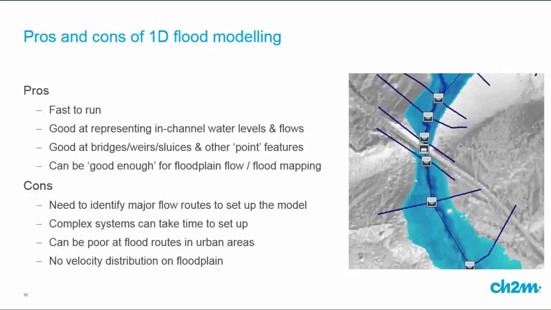You've got to try and predefine those routes before you set up the model, and it can take time to do that. And in particularly complicated areas, in urban areas, around roads and around buildings and things, it can produce a very poor representation of those flow routes. Also, there's no velocity distribution on the floodplain, so if you're trying to do a hazard calculation, where hazard means a function of both velocity and depth, it can't really do that very well. You can do it with zoning, but you can't do it explicitly from the approach.